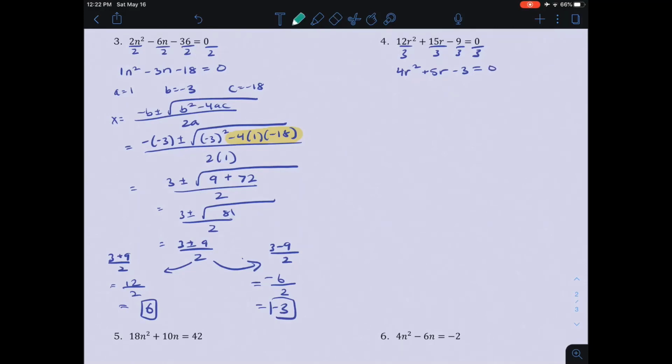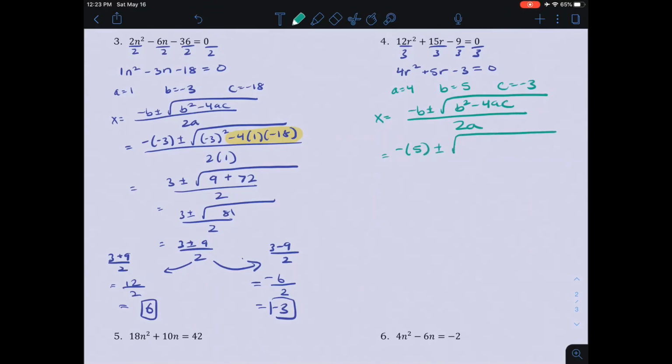From here, I would identify the a value, which is 4, the b value, which is 5, and the c value, which is negative 3. And then from there, you want to write the quadratic formula. And then from there, you should have carefully plugged everything in, right? Again, when you plug things in, I would recommend you use parentheses every single time, because if you don't, you might actually end up making mistakes. And plus, it would technically not be correct sometimes if you're missing that parentheses.